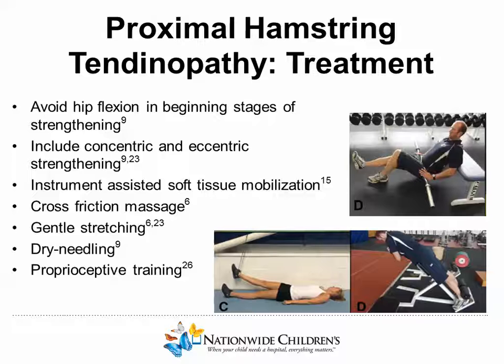A couple of interesting treatment options and things that differ with hamstring tendinopathy. One article I found in JOSPT talked about avoiding hip flexion in the beginning stages of strengthening, so trying to keep the hip more in a neutral position when you're working on strengthening. Some ways they recommended were prone isometric hamstring curls, the exercise in the bottom picture, trunk extensions, just an isometric leg pull down, and then isometric bridge holds in that neutral position.